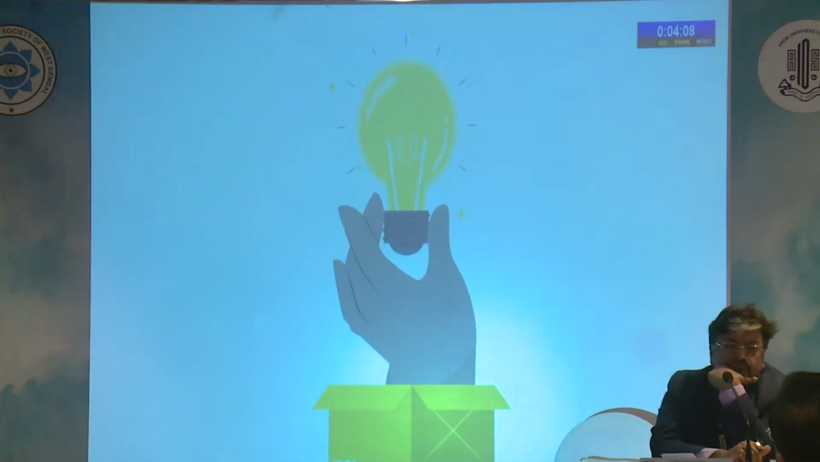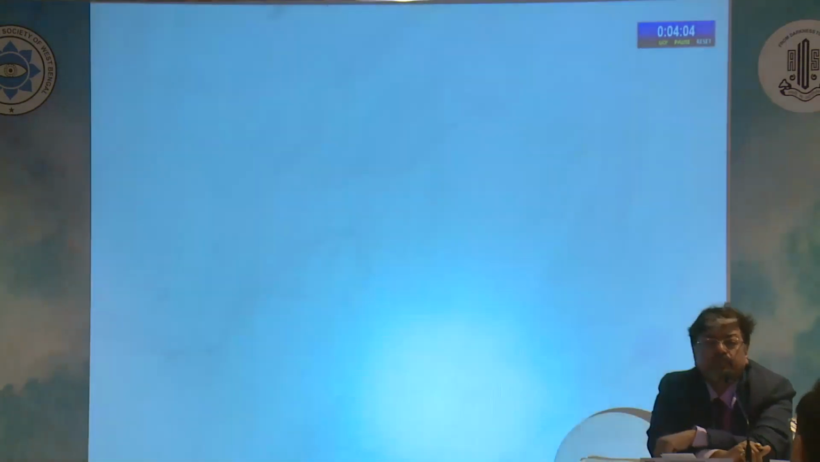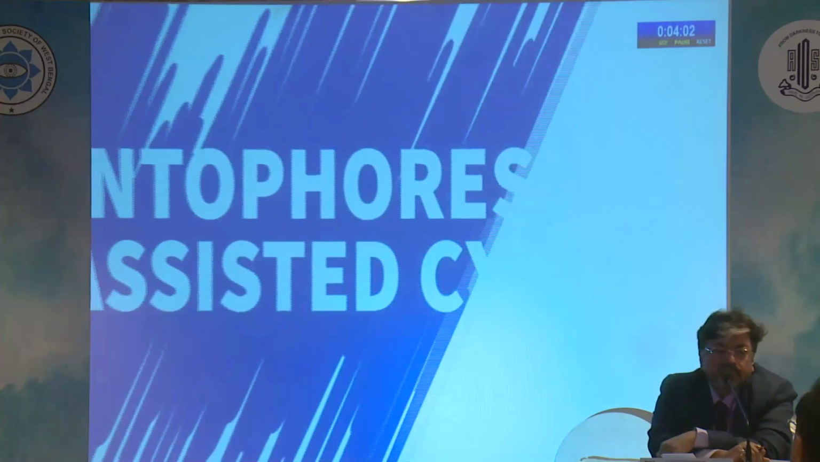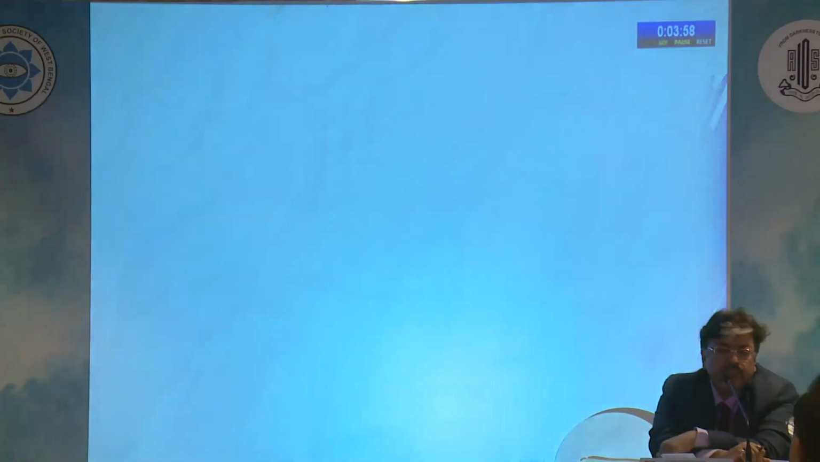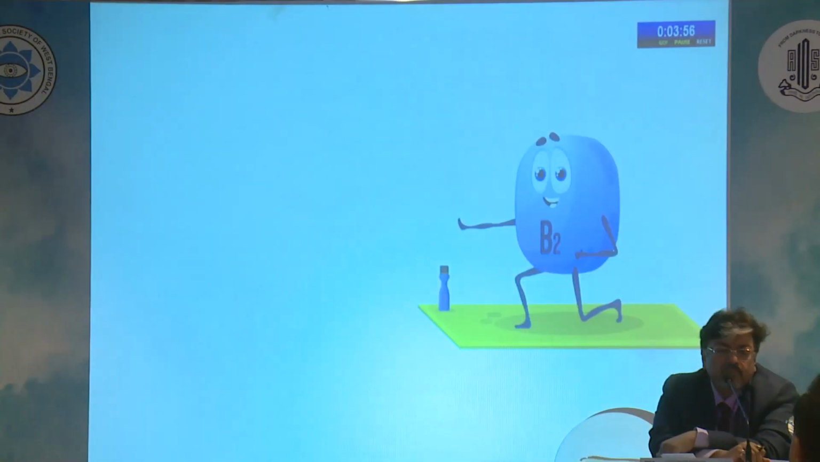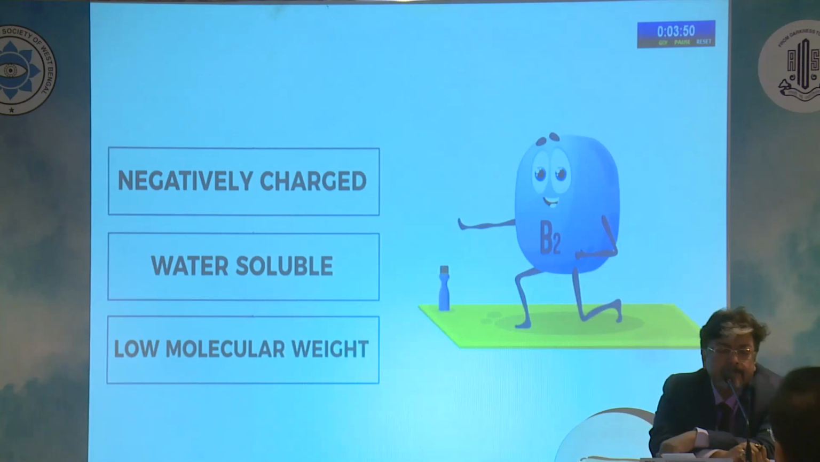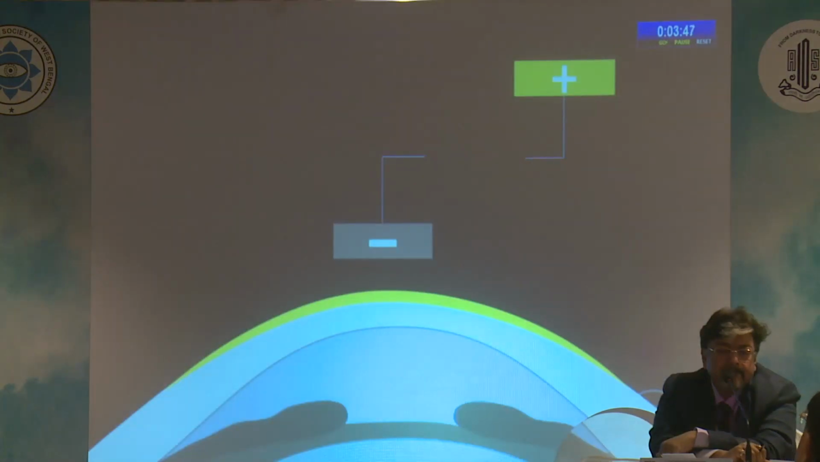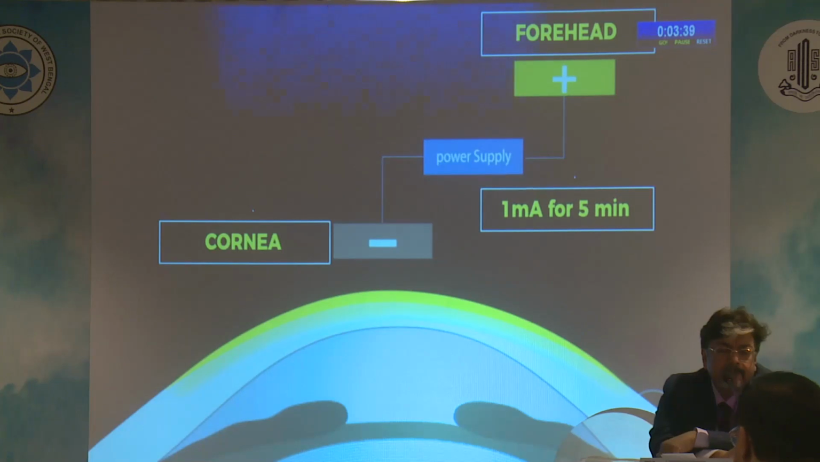But enhancers aren't the only way to penetrate an intact epithelium. Iontophoresis utilizes a small electric current to facilitate penetration of an ionized substance across the epithelium. Riboflavin is an ideal molecule for this procedure, since it is negatively charged, is water-soluble, and has a low molecular weight. The anode is placed on the cervical vertebrae or the patient's forehead, and the cathode is applied to the cornea via a suction ring, and a current of 1 mA is given for 5 minutes.